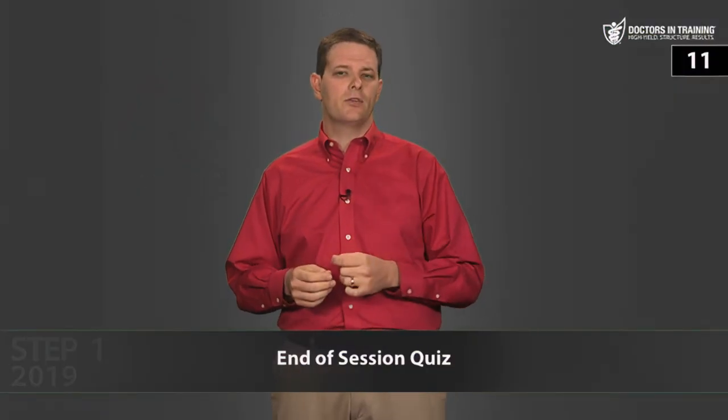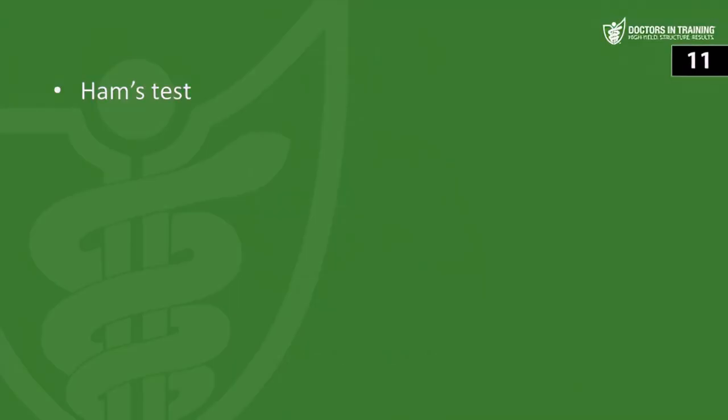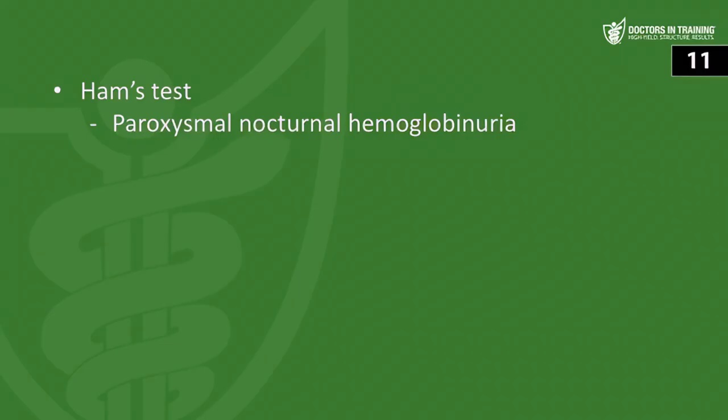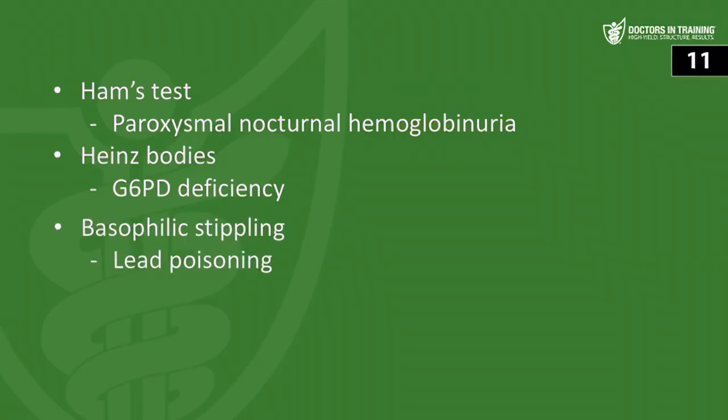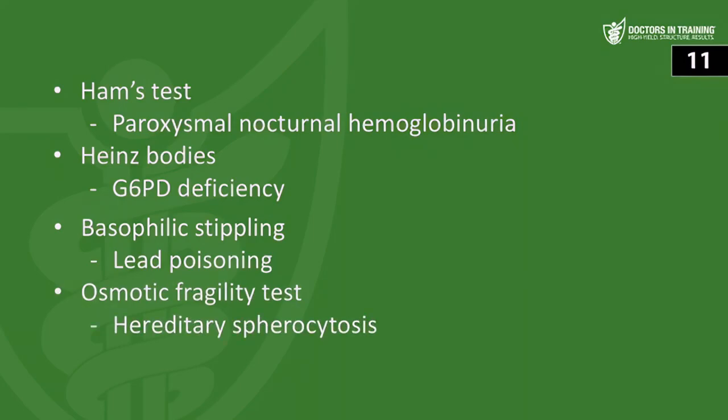And the last question. In what hematologic disorder would you find each of the following abnormal tests? So these aren't all hemolytic anemias, but we're lumping them all together because they're all hematologic tests and findings. So Ham's test is the test used to diagnose paroxysmal nocturnal hemoglobinuria. Heinz bodies are seen with G6PD deficiency primarily. Basophilic stippling, you can see this with lead poisoning primarily, and then sometimes in thalassemia and anemia of chronic disease, but again, the main one to know is lead poisoning. And the osmotic fragility test is a test to diagnose hereditary spherocytosis.